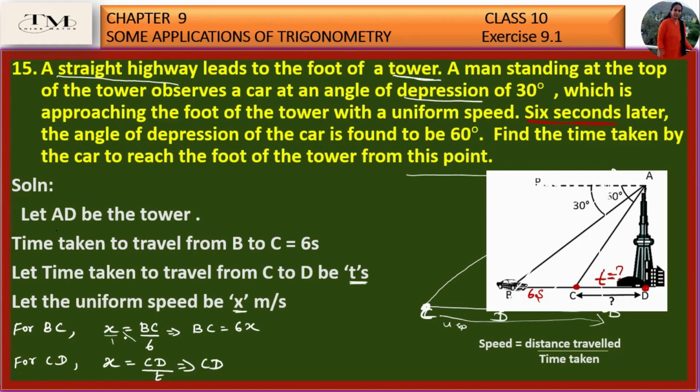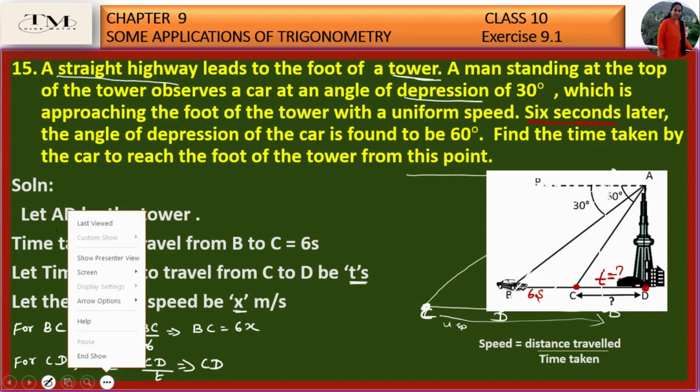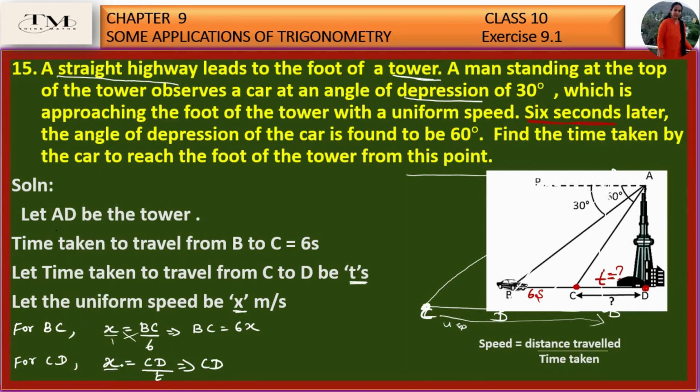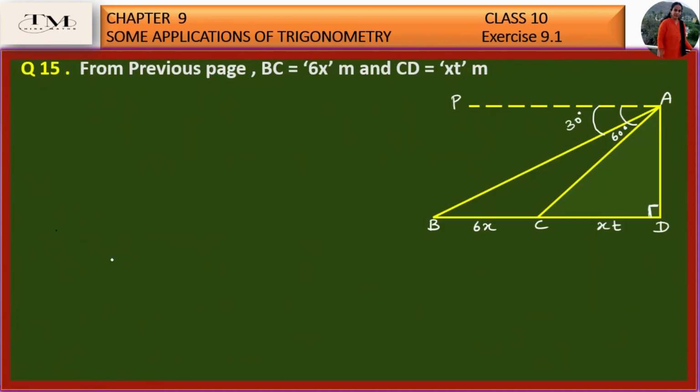So this is just cross multiplying. This is x by 1. So cross multiplying, you will get CD into 1 is equal to x into t. So CD is equal to xt. So we got BC is equal to 6x, CD is equal to xt. So these are the equations we get from this. From this we have to find out the time taken, so we have to find out t. Let us do that in the next page.